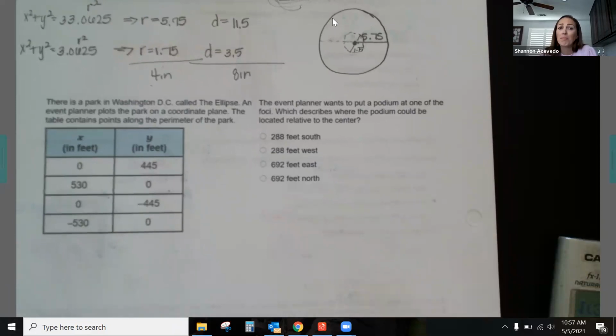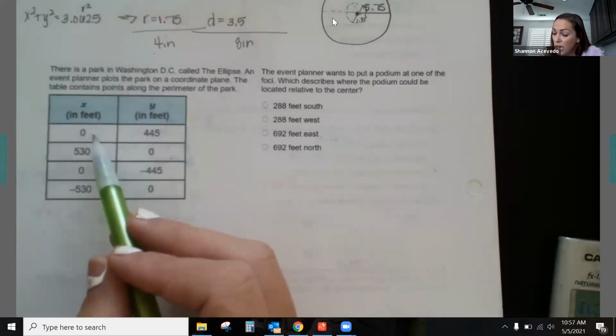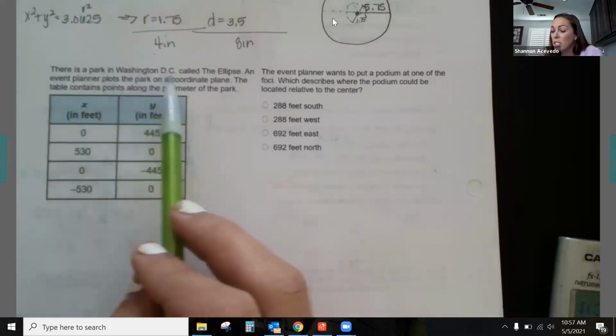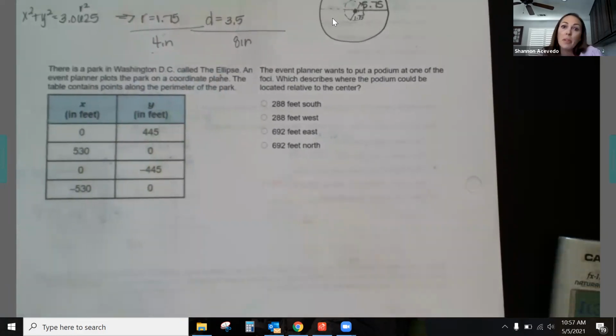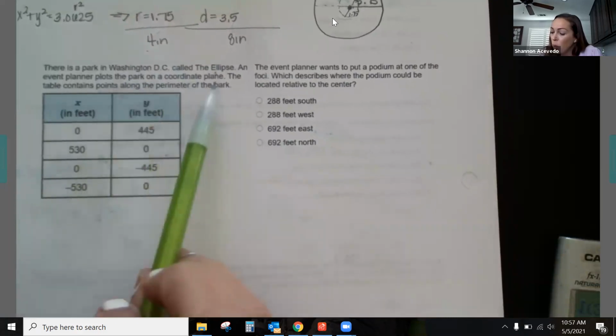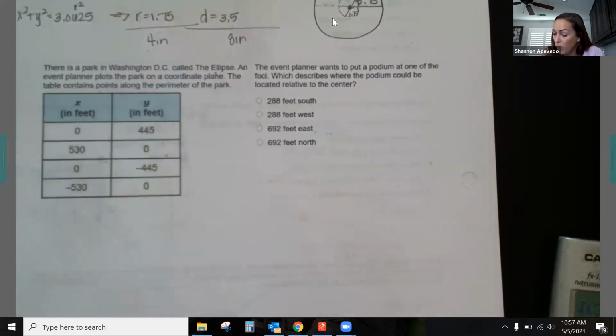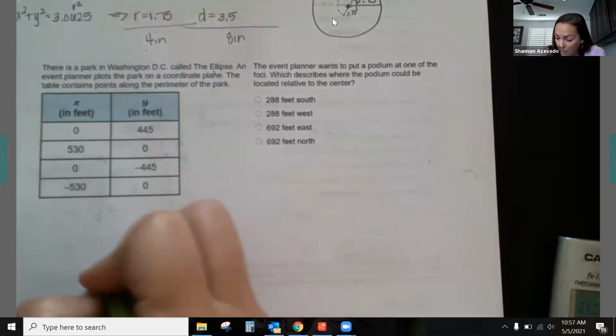And my last one, I don't think this one's too bad either. It says, there's a park in Washington, D.C. called the Ellipse. What kind of shape do you think it's going to be? An event planner plots the park on a coordinate plane. The table contains the points along the perimeter of the park. All right, so let's plot these.